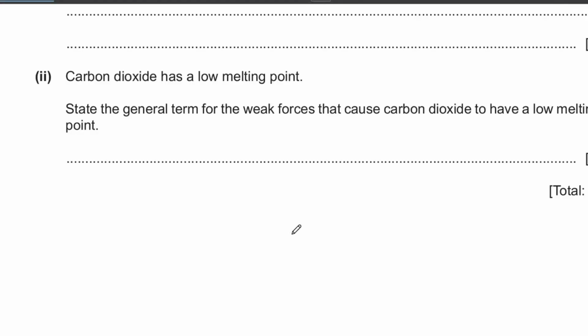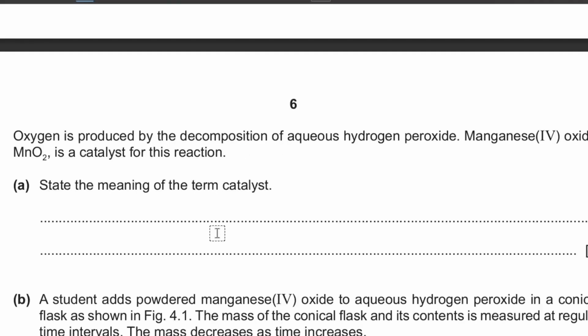Next, why does carbon dioxide have a low melting point? Weak intermolecular forces. So the forces are called weak intermolecular forces. They are responsible for the low melting point in carbon dioxide.